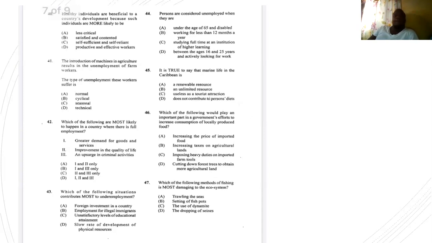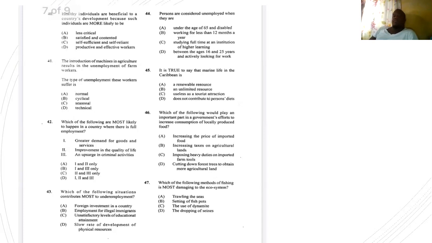Number 44. Persons are considered unemployed when they are A, under the age of 65 and disabled, B, working for less than 12 months a year, C, studying full-time at an institution of higher learning, or D, between the ages of 16 and 25 years and are actively looking for work.